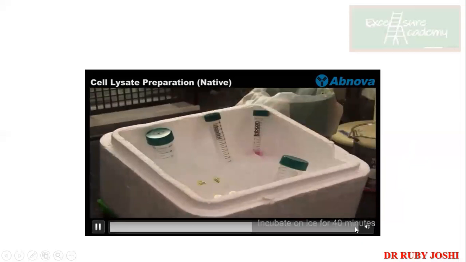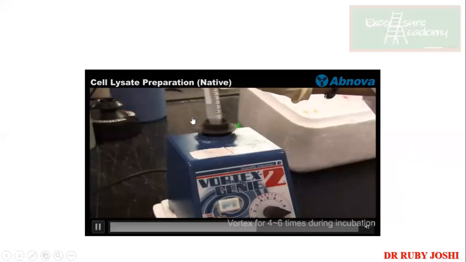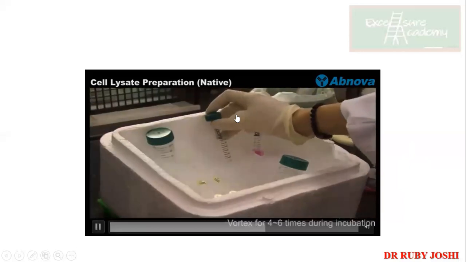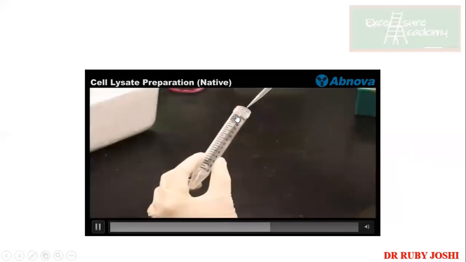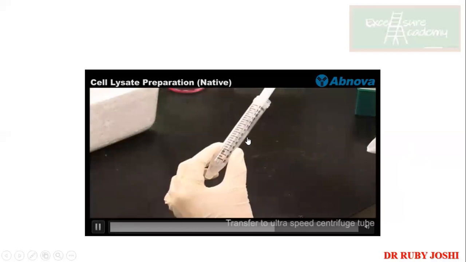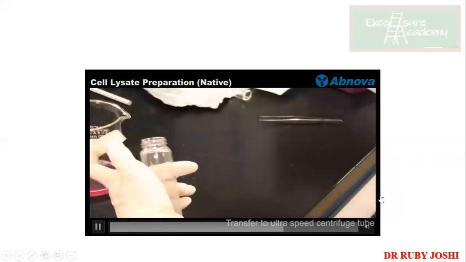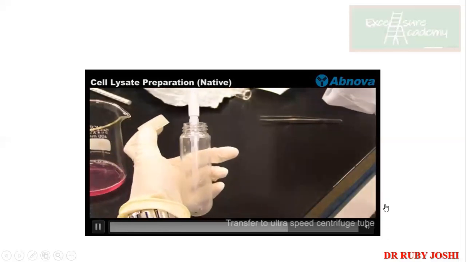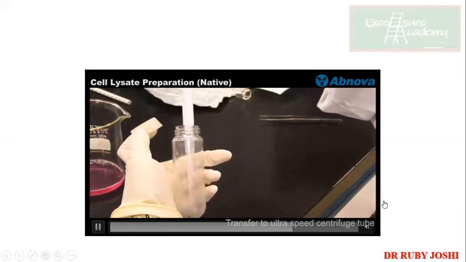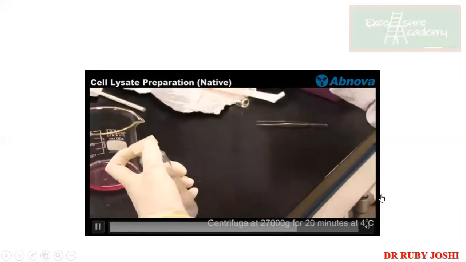Now incubate it for some time. Vortexing. Now you can put it for ultracentrifugation. At the end, after the centrifuge, at the bottom you're going to get the cell debris, and on the top, in the supernatant, you're going to have your lysate.